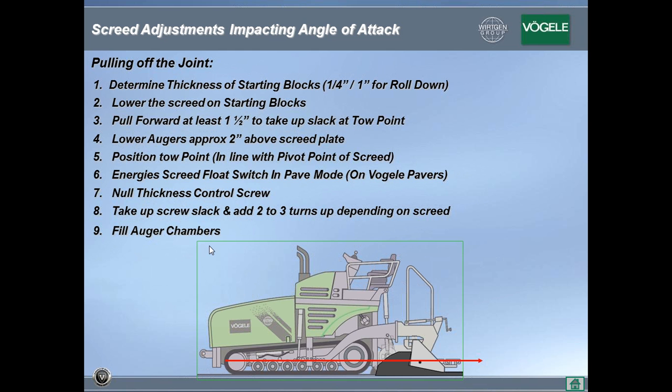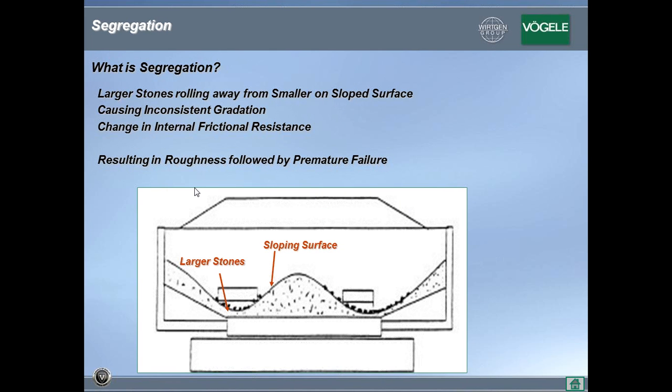So this is a recommended takeoff procedure. Some people do it a little bit different, but this usually works, and if you follow these procedures, you should be able to take off from the joint with your automatic grade and slope system, whether it's a joint matcher and slope, two joint matchers, or joint matcher and ski. Those are some of the critical adjustments one needs to look at to ensure that the free-floating screed is paving with its natural angle of attack.